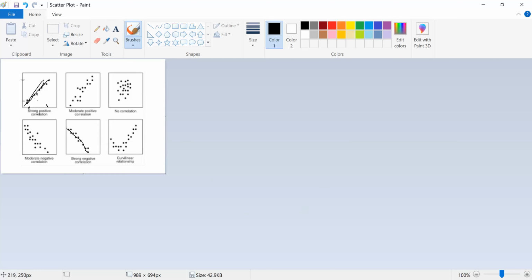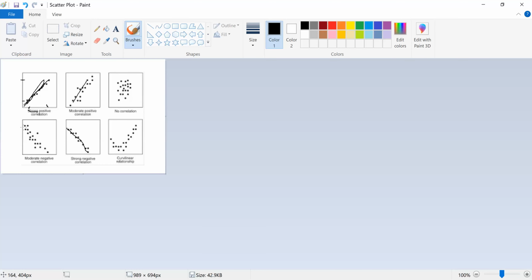So are you guys clear with the strength? When we define a trend line, it is composed of two things. One is its strength, and the other is the direction. The directions are positive, negative, no correlation, and so on, and the strength is strong, moderate, and weak. So this is strong, but the direction is positive. This is moderate, and the direction is also positive. This is no correlation. This is moderate.